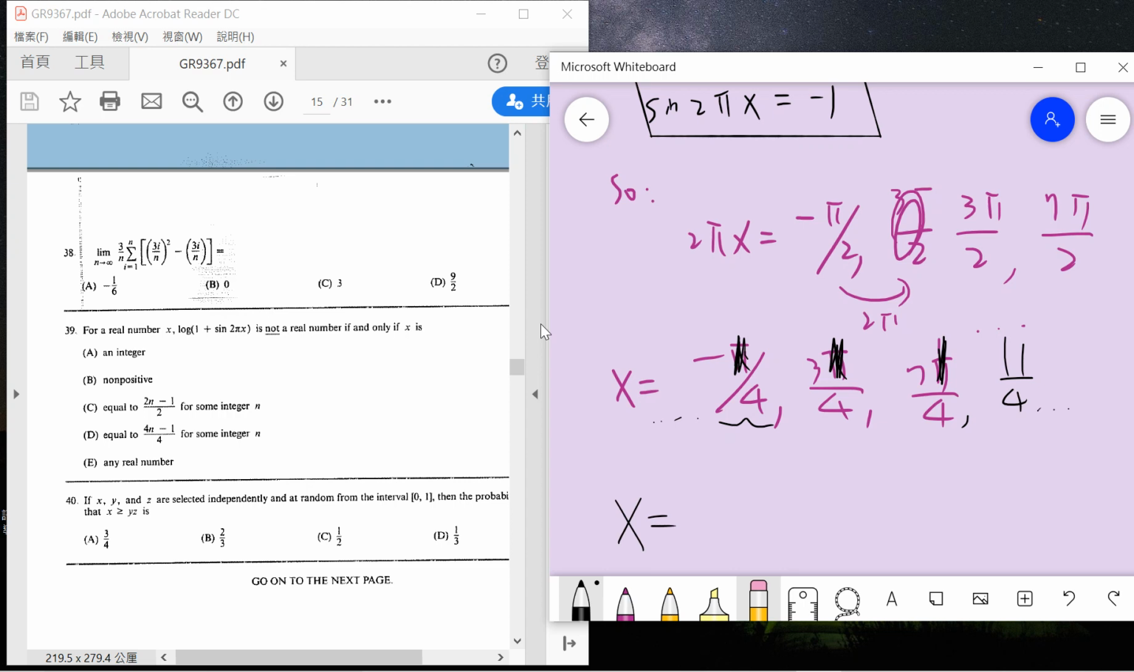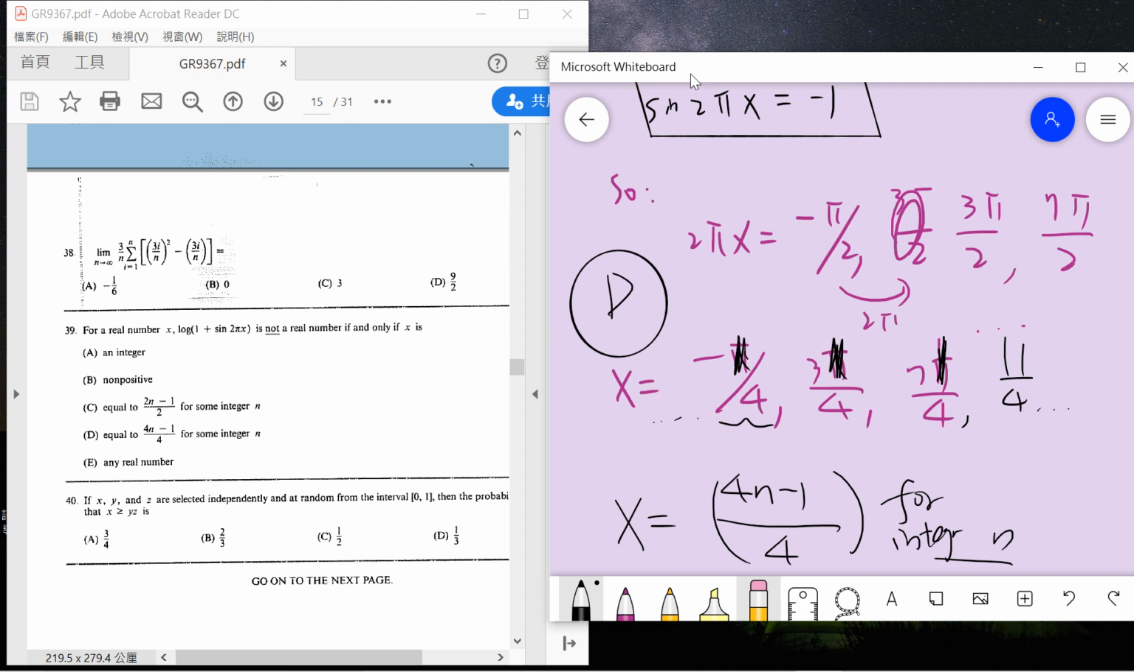So basically you can see this is of the form 4n minus 1 over 4 for integer n, right? Because when n is 0, this is negative 1 over 4. When n is 1, this is 3 over 4. When n is 2, then it is 7 over 4. So the answer is D.